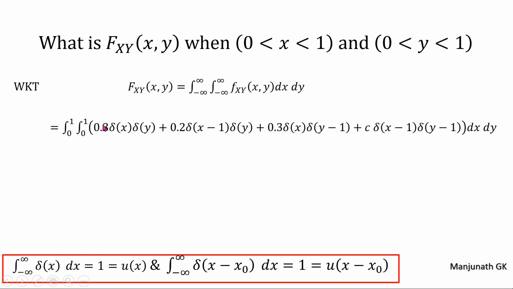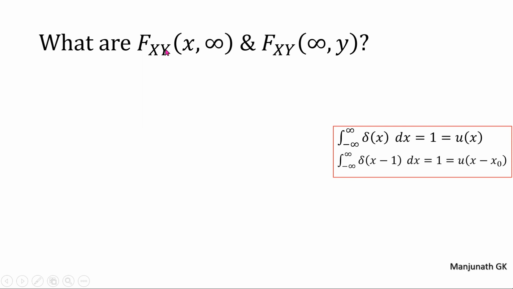From the first term, 0.3 is a constant, so take it outside. The integration of delta of x and the integration of delta of y can be replaced by u of x and u of y. As a result, only 0.3 is remaining. Replace u of x and u of y by the value 1. The cumulative distribution function equals 0.3. The condition is x and y varying from 0 to 1.